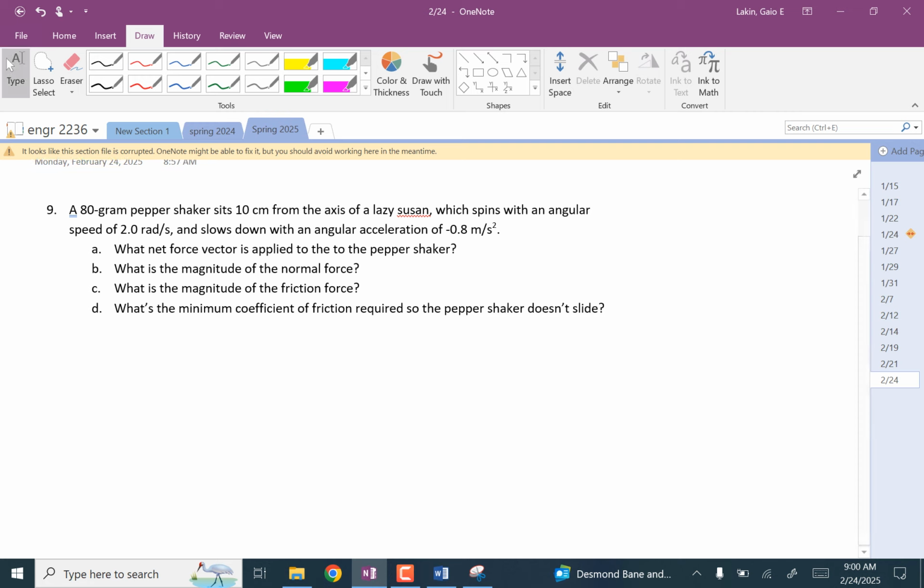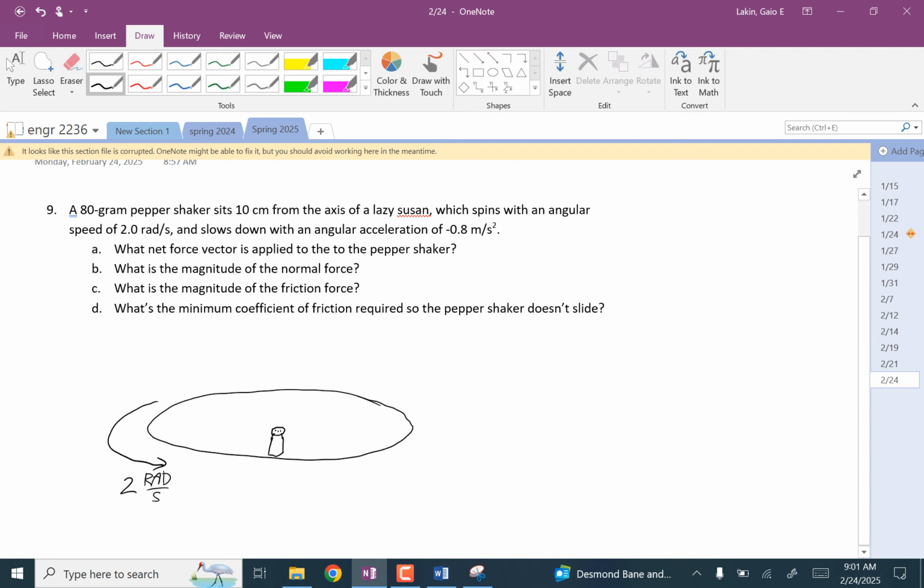So you have this rotating thing, and you have a pepper shaker. And it spins with an angular speed of 2 radians per second. It doesn't say which way, and so I'm going to say it's rotating this way at 2 radians per second.